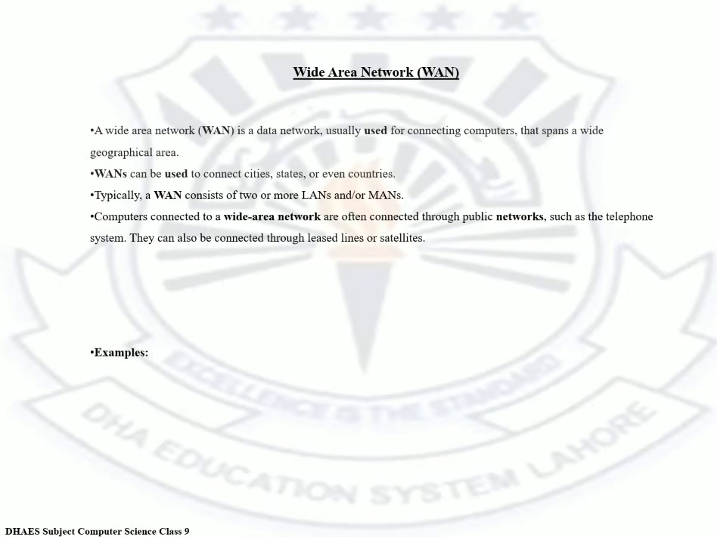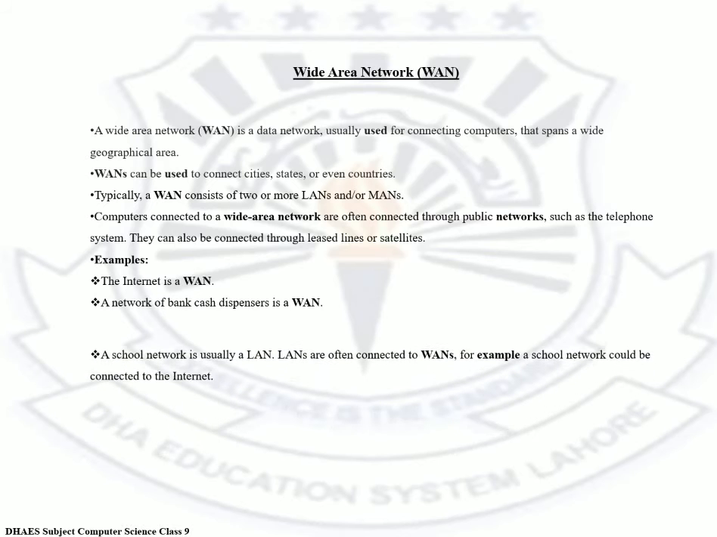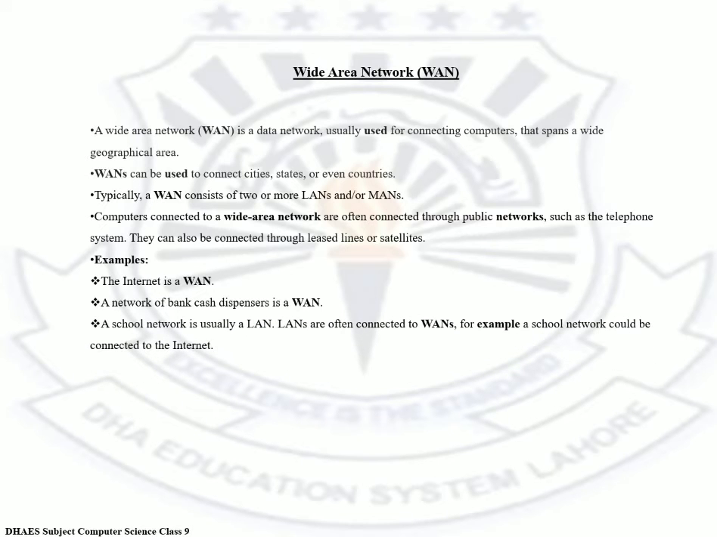Examples of a WAN are: the internet is a WAN. A network of bank cash dispensers is a WAN. A school network is usually a LAN. LANs are often connected to WANs. For example, a school network can be connected to the internet. WANs are used in banks, airlines, and NADRA, Pakistan.